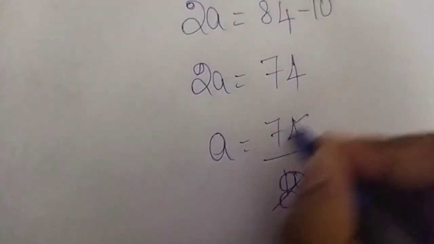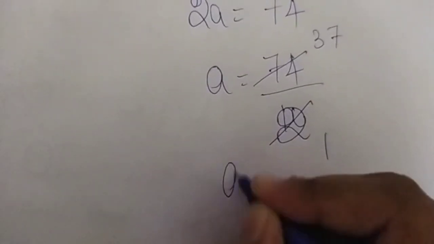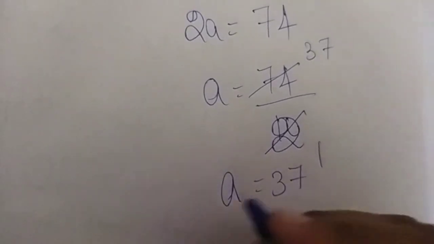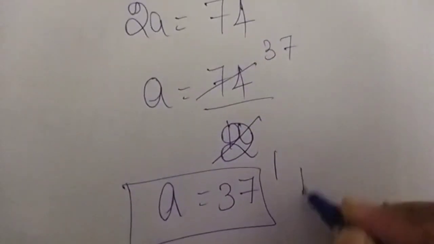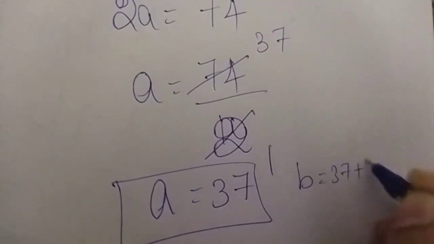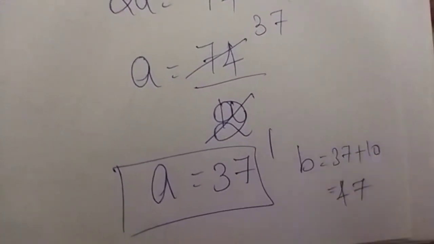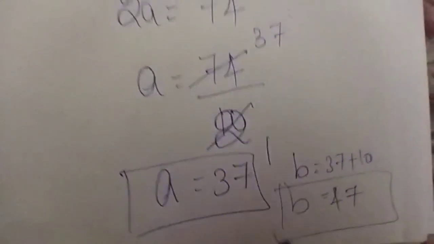2 times 1 is 2, 2 times 37 is 74. So a is equal to 37. If a is equal to 37, what is b? b is a plus 10. So b is equal to 37 plus 10, which is nothing but 47. So b is equal to 47.